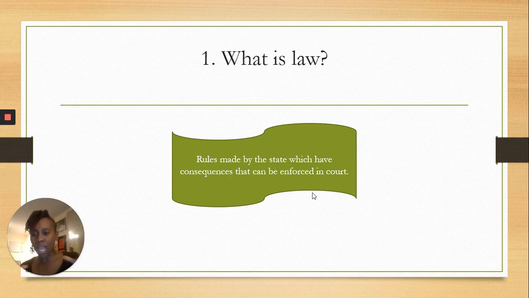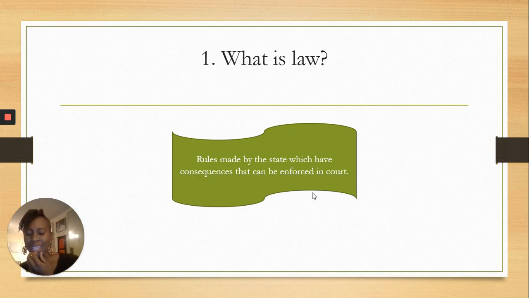Now, laws are rules, but as we said in class today, they're more than just rules, right? There are rules everywhere. There are rules for how we talk. There are rules for in different families, what you can do, what you can eat, what time you go to bed. These are rules. I have my own rules for my daughter. You go to bed at a certain time. These rules, if they are broken, there are consequences, but the consequences cannot be enforced in court.